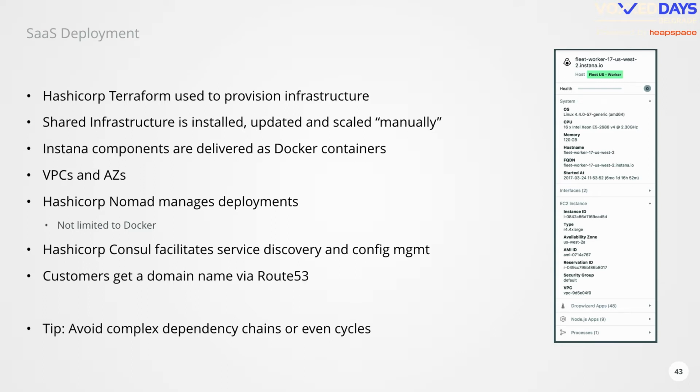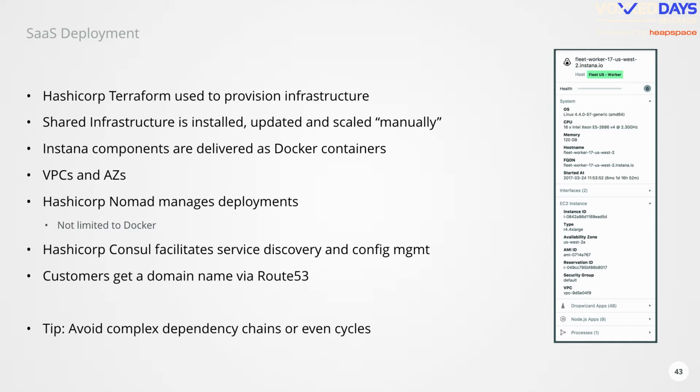We have it all in VPCs and various availability zones for high availability, and we have quite beefy boxes. This one has 120 gigabytes, which is really nice. With Amazon, you can get large hardware very easily.